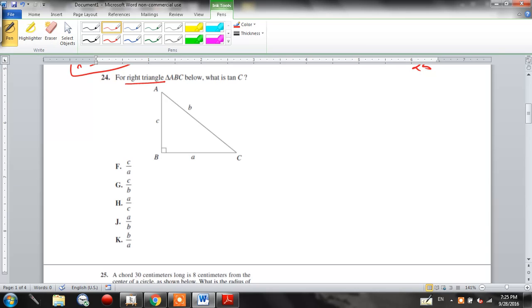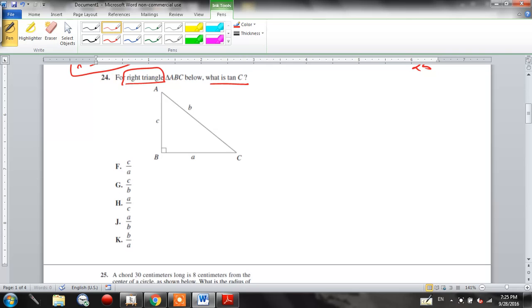For the right triangle ABC below, what is the tangent of C? Of course, you can only use these tangent trigonometric ratios for right triangles. So we also know it's a right triangle.